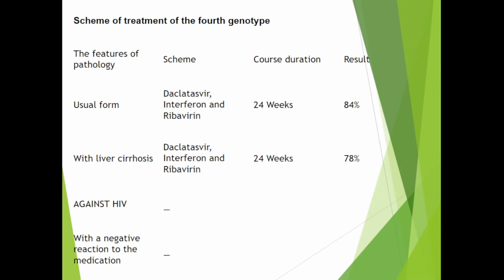And treatment of the fourth genotype, the features of pathology: in the usual form, daclatasvir, interferon, and ribavirin, 24 weeks. But again, not that high a result, 84% only compared to 100. And with liver cirrhosis, daclatasvir, interferon, and ribavirin, again 24 weeks, but here it's not that bad, 78%. And now this is considered the gold standard, and it's much better than previous treatment.